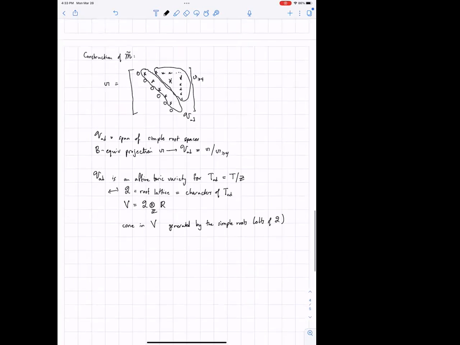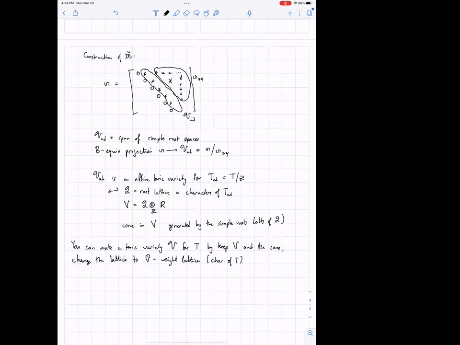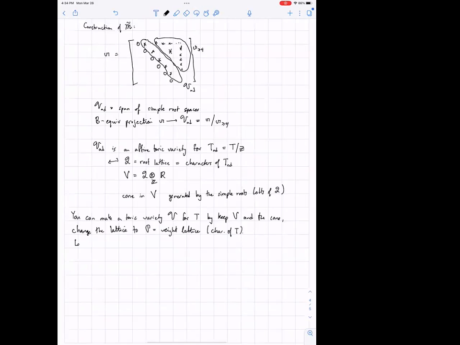And so you can make a toric variety for T by keeping the same cone. You keep V and the cone the same, but you change the lattice to the weight lattice for T. In other words, characters of T. And so then we let B equal TU act on Z by having U act trivially.